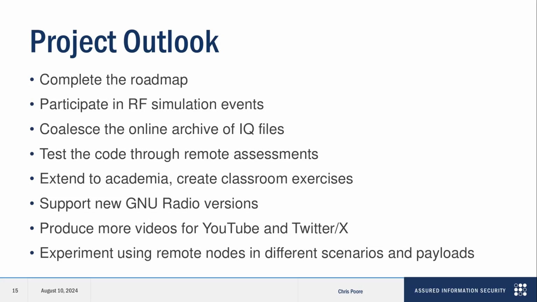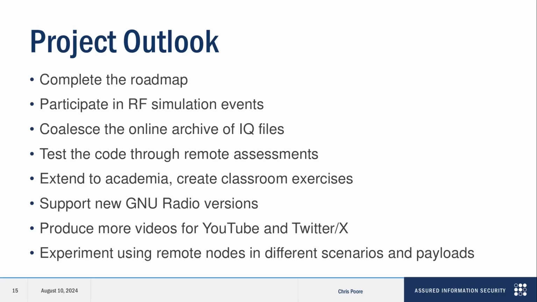Okay, I want to return back to the slides for a second. Let's wrap things up. So the outlook for FISSURE, the things we want to do in the future, we want to complete the roadmap that's on the GitHub. There are 3 phases. We got to check all the boxes. We want to participate in more RF simulation events, coalesce the online archive of IQ files, maybe do more with SIGMF, with IQ Engine, that kind of thing.